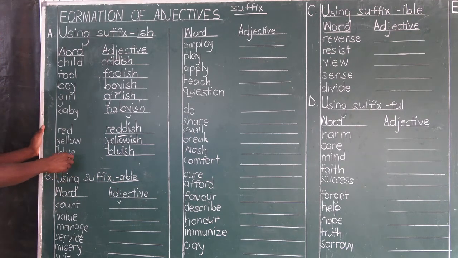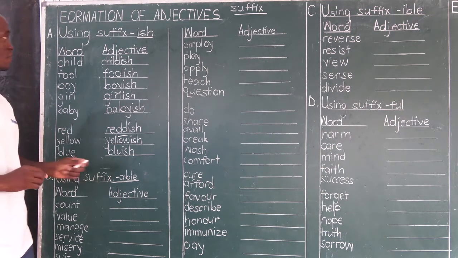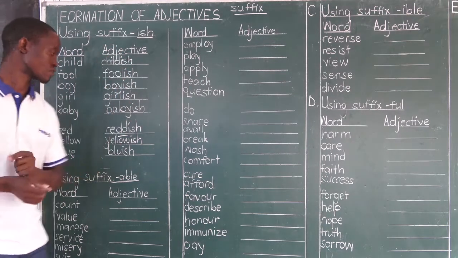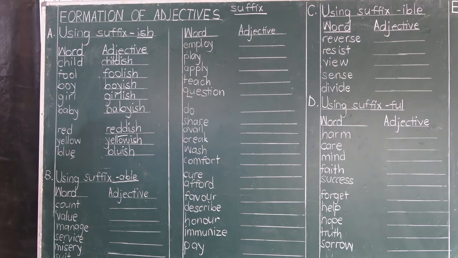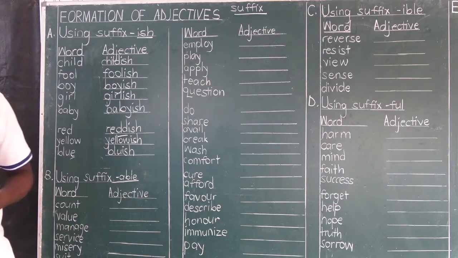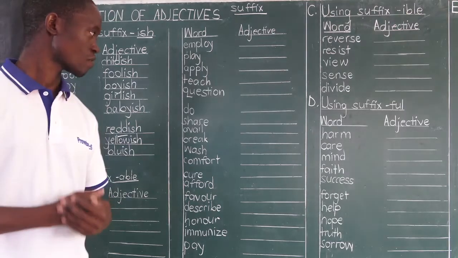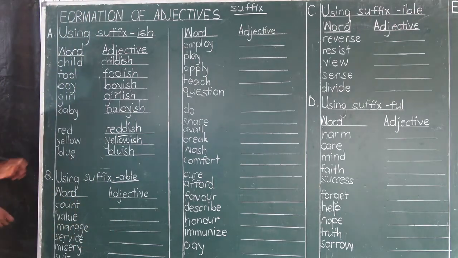B-L-U-I-S-H. See what happens to the last E. It disappears before you add I-S-H as your suffix. Briefly, I can say we are done with our first list. We have learned how to form adjectives using suffix I-S-H. In the next category, we see adjectives that can be formed using suffix able. So we have a word here and the adjective we are going to form on the other side.